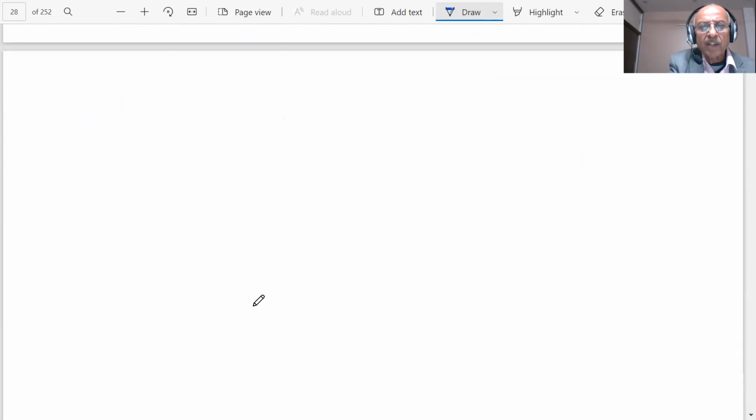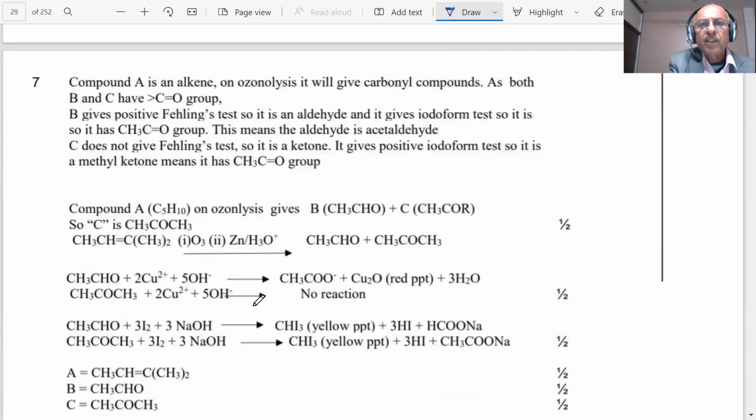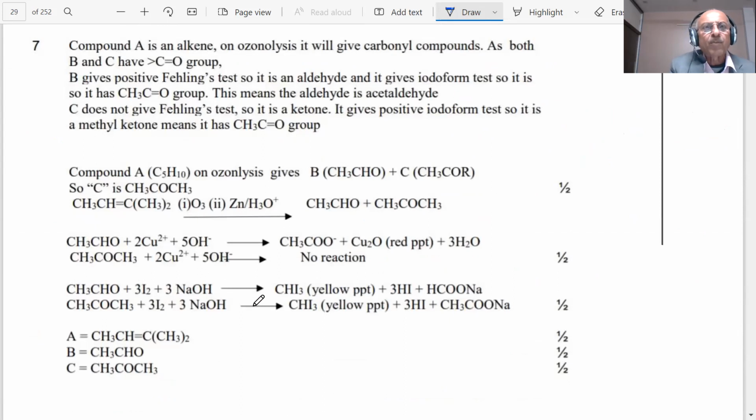Let us see the answer given by the CBSE. This is the marking scheme which has been given. It says that compound A is an alkene. As both B and C have a CO group, B gives a positive test, so it is an aldehyde. The aldehyde gives iodoform, so it is CH3CHO, which means it is acetaldehyde. We already said that. C does not give the test, so it is a ketone. It gives a positive iodoform test, so it is CH3COCH3. So these are the reactions which we have already shown to you, and also these are the tests. Fehling solution: the aldehyde gives it, ketones do not. And the iodoform test. Therefore, we have already answered the question.